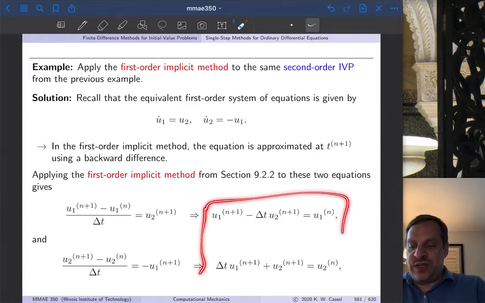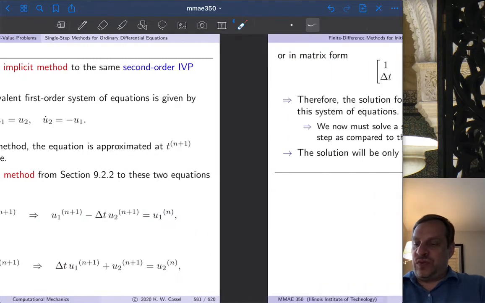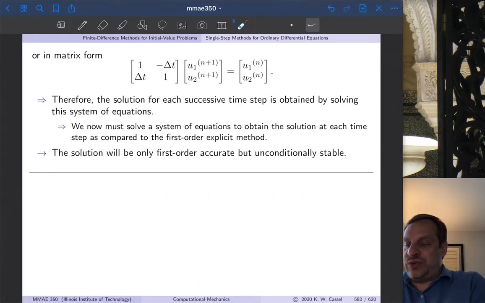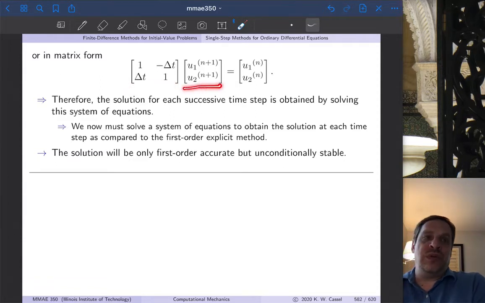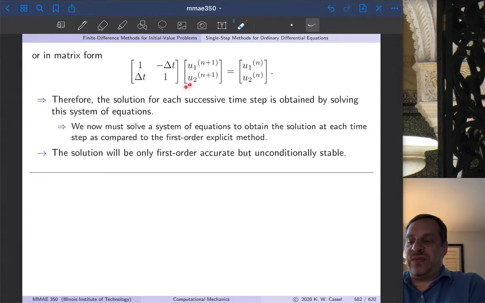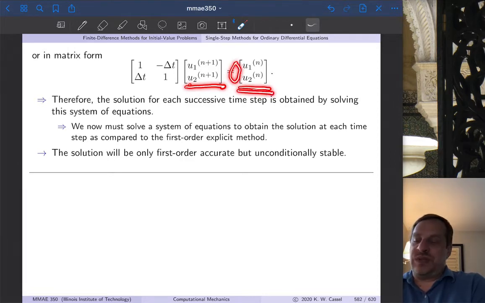Okay, so let's write these now in matrix form. So in matrix form, we have a 2 by 2 matrix times the u1 and the u2 at the n plus first time level is equal to u1, u2. Now you notice in the previous case, we had the vector, the n plus first time step for u1 and u2 was equal to a matrix times u1 and u2 at the previous. Now that matrix is on the left-hand side instead of on the right-hand side.